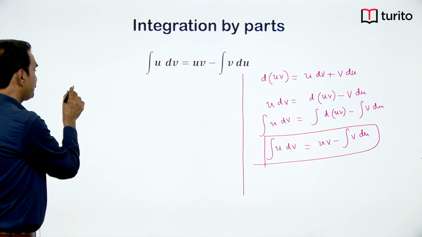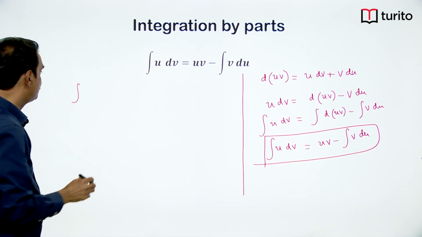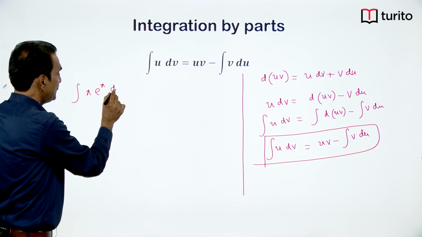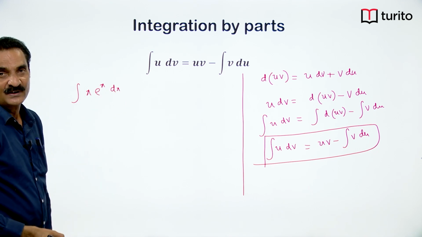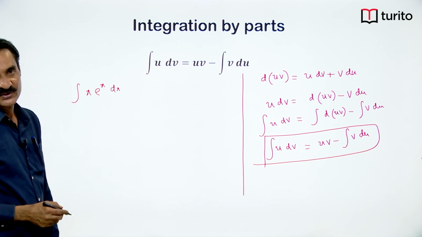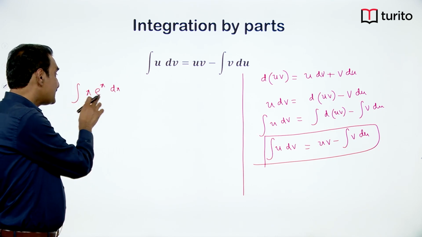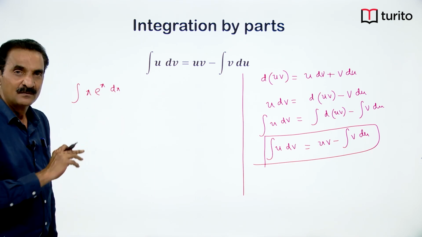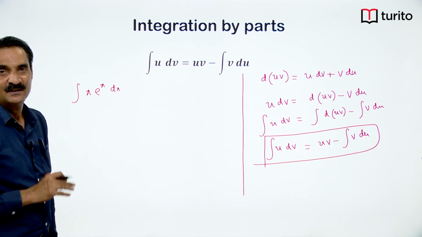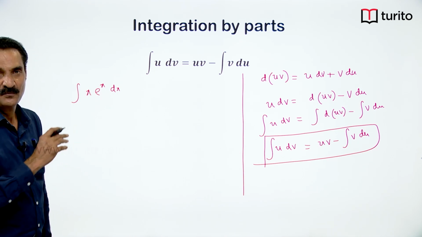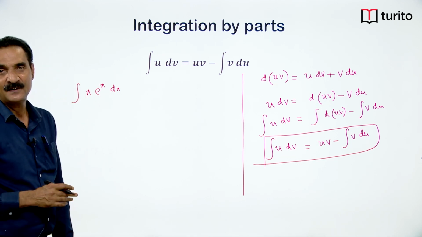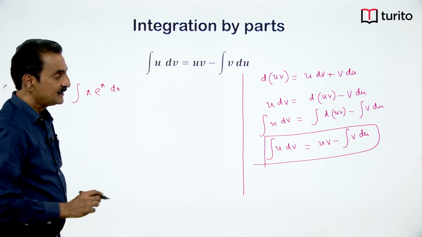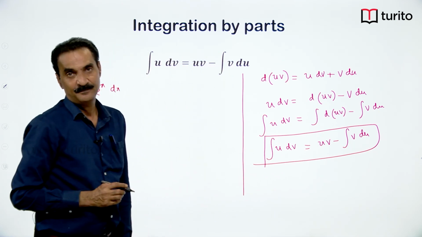Let us take a simple example. Integral x e power x dx. It is a product of two functions, and also they are dissimilar functions. So we cannot decompose this, or we cannot substitute anything because they are dissimilar functions. So when there is a product of two dissimilar functions, the only method is integration by parts. First we need to write this in the form of u dv.